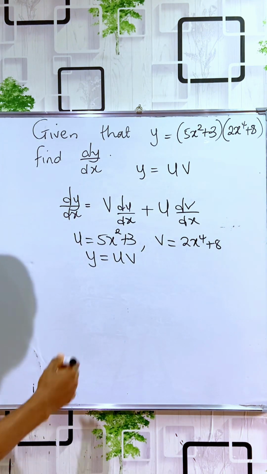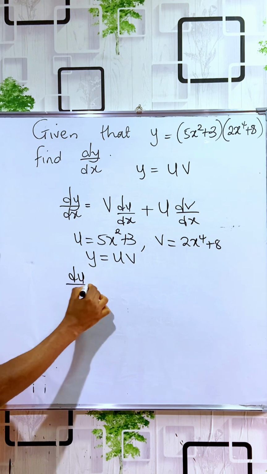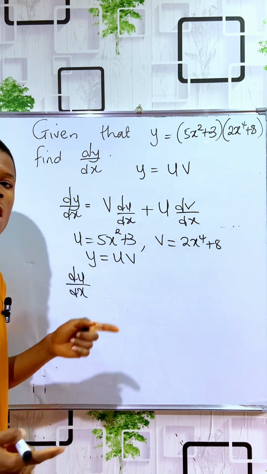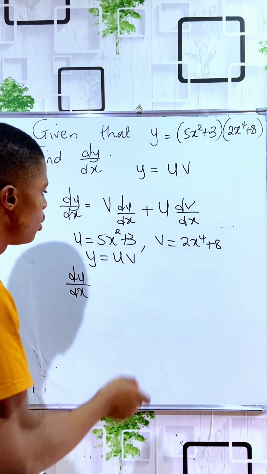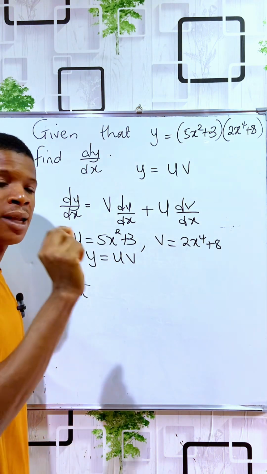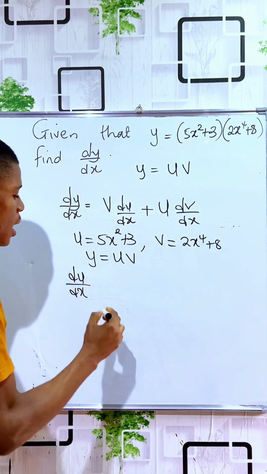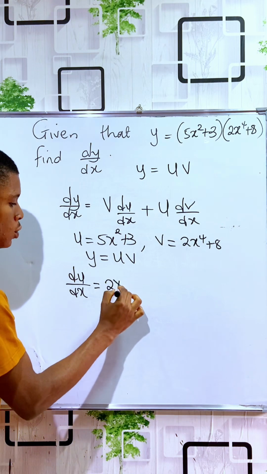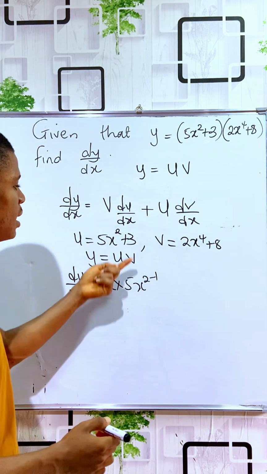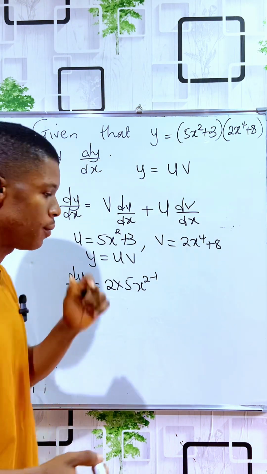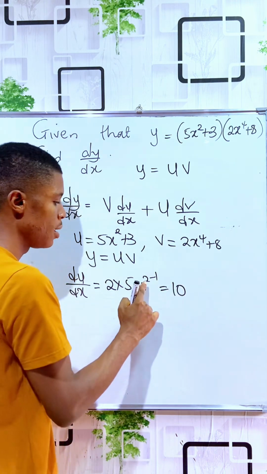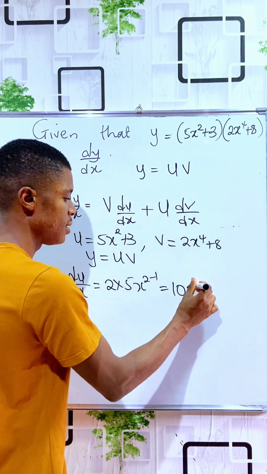To differentiate this, we'll first differentiate u with respect to x, which is du/dx. This is our u. Recall, to differentiate a function, you multiply the power of the variable x by the constant, then subtract 1 from the power. So here we multiply 2 by the 5x squared, then subtract 1 from the power. Differentiating a constant gives 0. So 2 times 5 is 10, and 2 minus 1 is 1, so you have 10x.